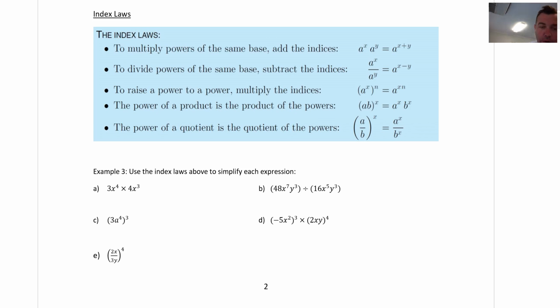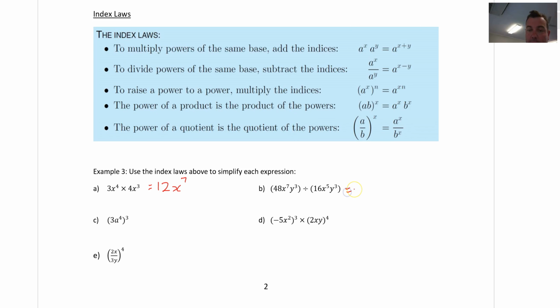Right, so start with the coefficients. 3 by 4 is 12. Now, x to the 4 times x to the 3, what we can see is our first rule here. We have the same base, so I can add the exponents, that little thing, sometimes called an index, but an exponent is a good word. So x to the 7, 12x to the 7, very nice.